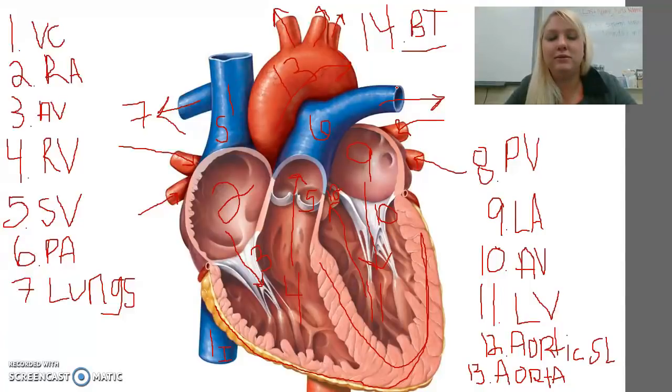So I hope that helps. Please review this again if you need it, because like I said, this is an extremely important concept to know. You have to be able to tell me these structures in this order. So watch it again if you need a little bit more guidance.